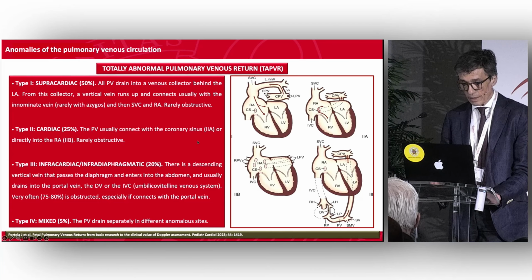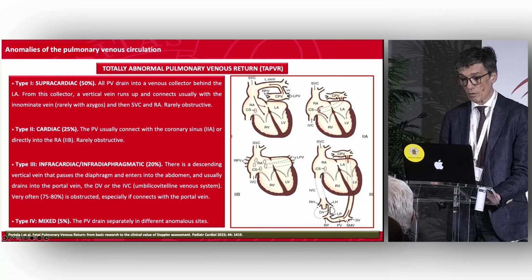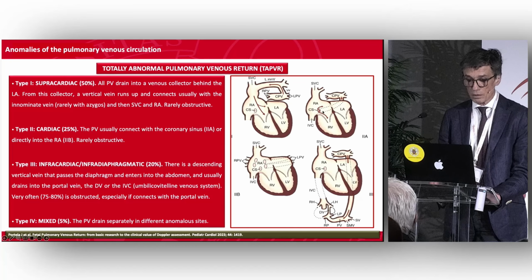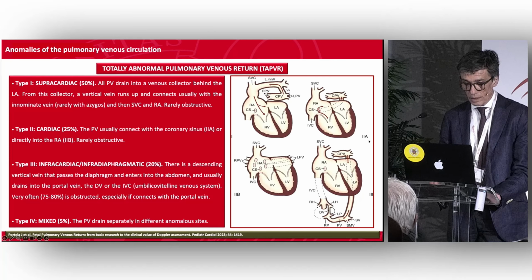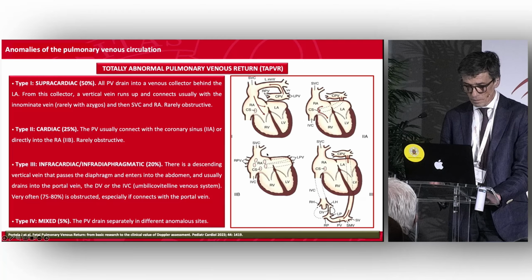25% of the cases are cardiac, where there is a confluence vein that receives the flow of the 4 pulmonary veins, and this collector connects with the coronary sinus. This is the type 2A, and the type 2B is where the pulmonary veins enter directly in the right atrium.